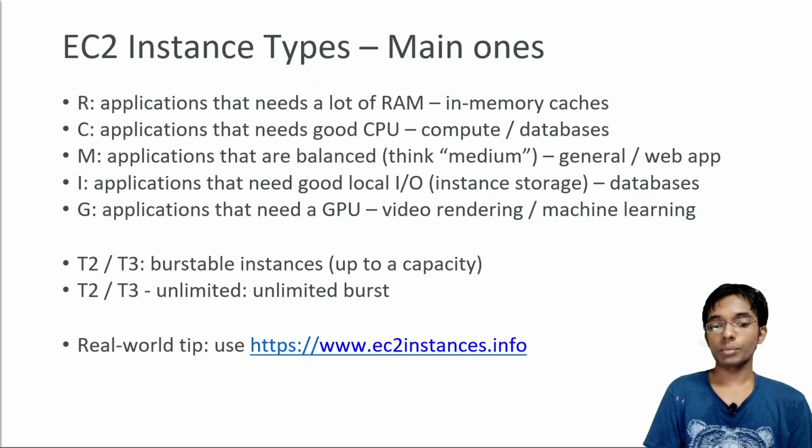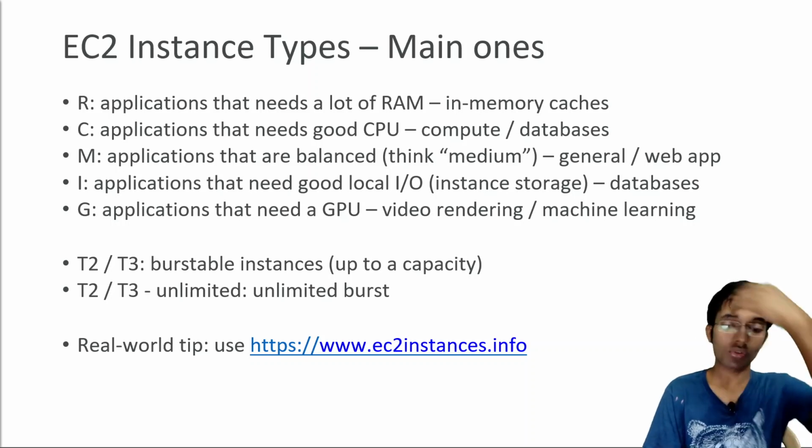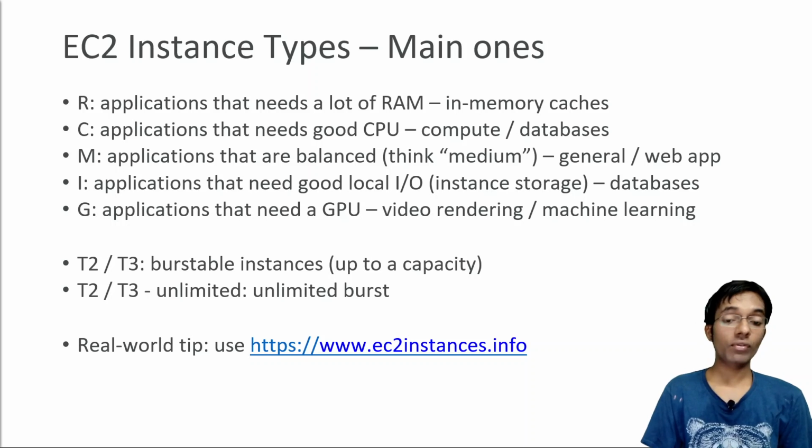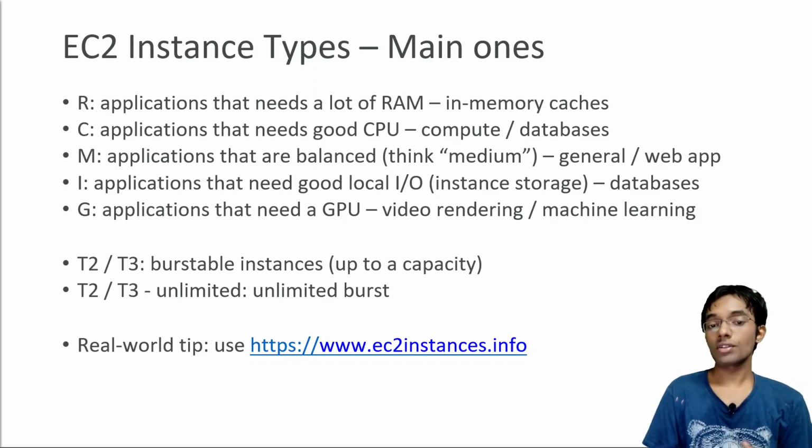M is for medium, which is for the balance, for general web applications. I is when you need very good local IO, input and output. This is when you have an instance store attached to your instance, and this is great for high performance databases also. G is when you need a GPU, so when you are doing machine learning or video rendering.